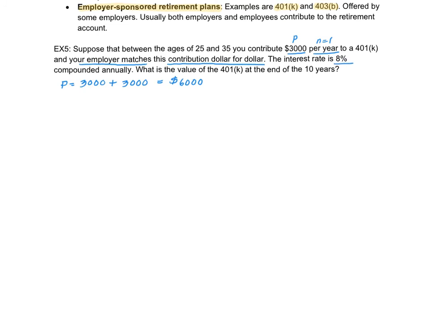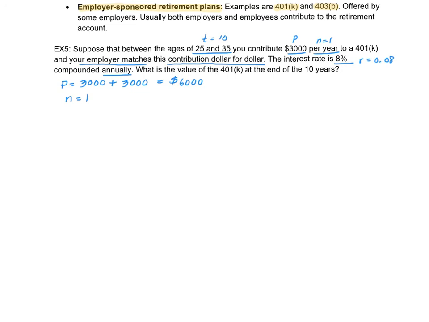Now we have the rate that's 8%, so R is going to be 0.08. And then since we know it's compounded annually or yearly, we know that our N is 1, which we have already discussed. Is there anything else that we're missing? We have P, we have N, we have R. What about T? How long are we investing this money for? You're investing it from the ages of 25 to 35. So that means T is going to be 10 years.